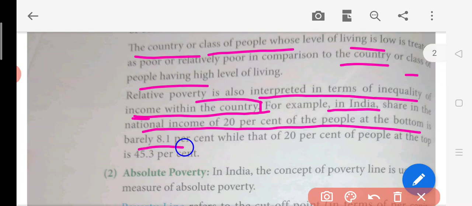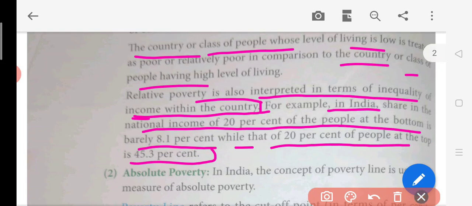So, for example, in India, the share in the national income of the 20% of the people at the bottom is barely 8.1%. That of the 20% of the people at the top is 45.3%. So you can see clearly that the generation of income is high at the top classes in our country, and at the bottom level there are a lot of poor people who are sharing just 8.1%.